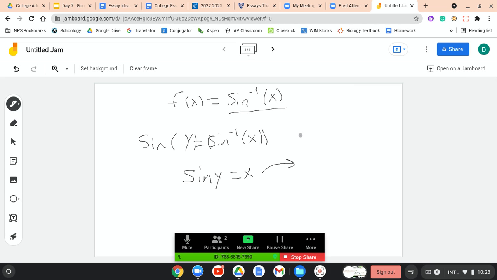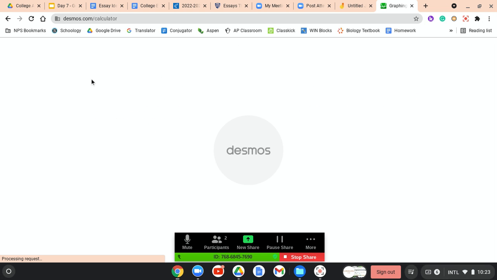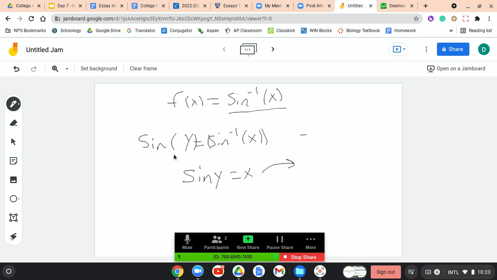Remember, we restricted our range. I forget the range of the arc sine function, so I'm just going to go into Desmos and look at it really quickly. I didn't memorize it because it's just one of those annoying things. Okay, so the range is from negative pi over 2 to pi over 2. So this describes the inverse sine or the arc sine function, as long as we remember that.